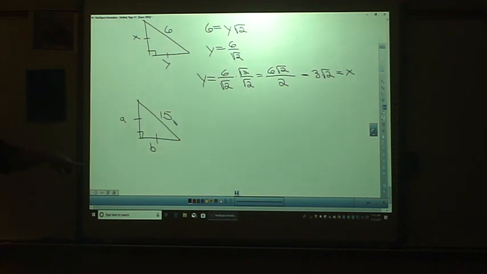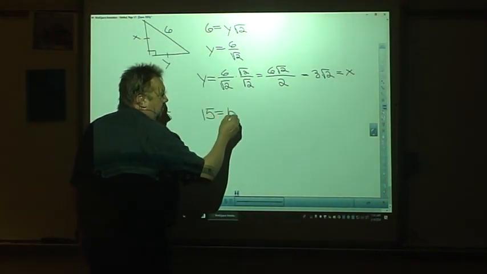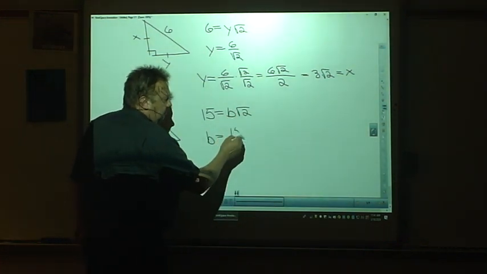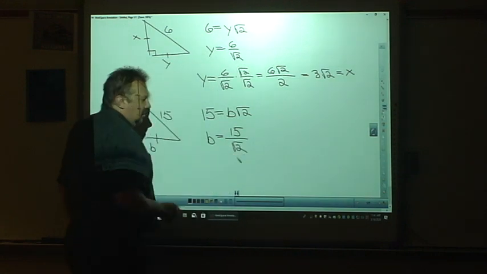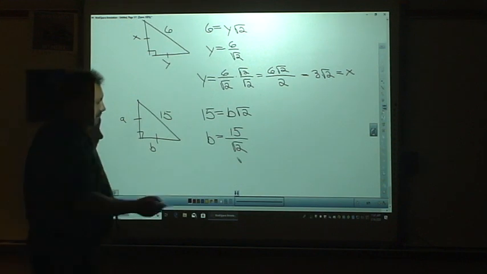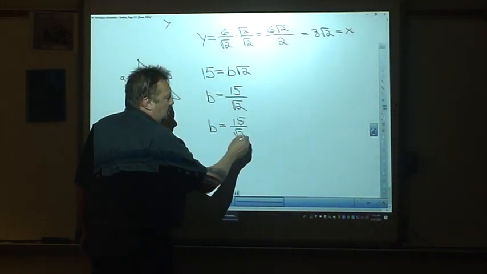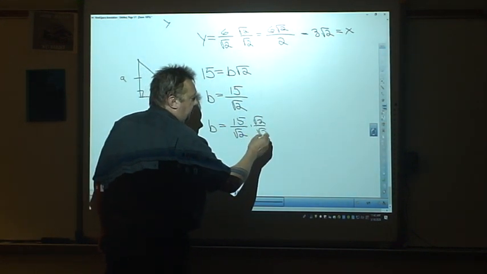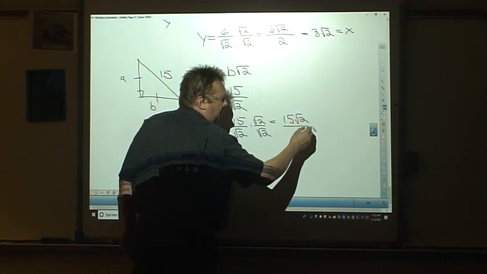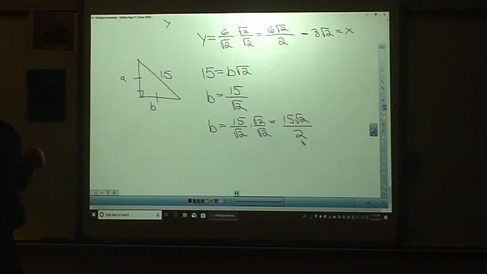I want to find the leg. I know the hypotenuse equals the leg times the square root of 2. To solve, I divide by the square root of 2. I don't want a square root of 2 on the bottom, so I'm going to multiply the bottom and top by the square root of 2. This will give me 15 square root of 2 over 2. I can't do anything else with it. I'll just leave it like that.